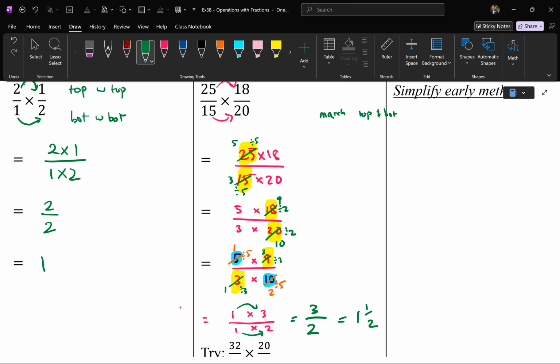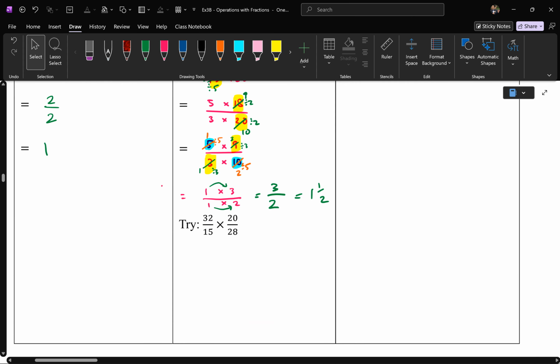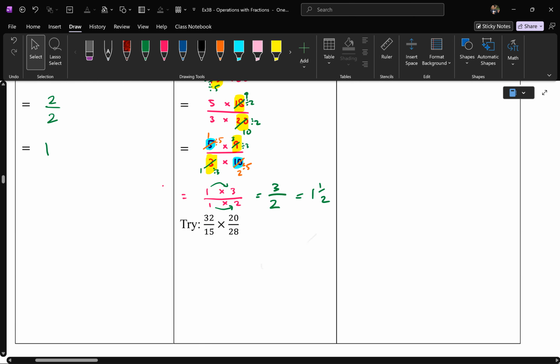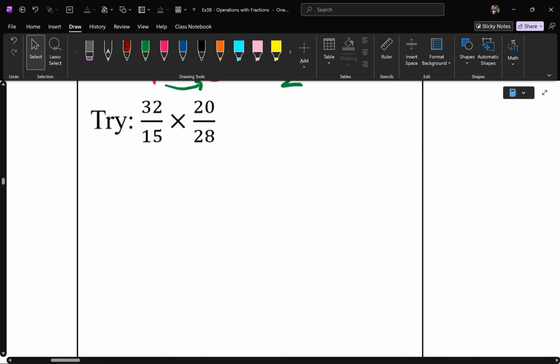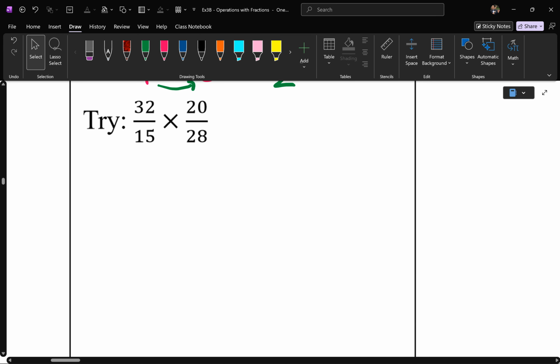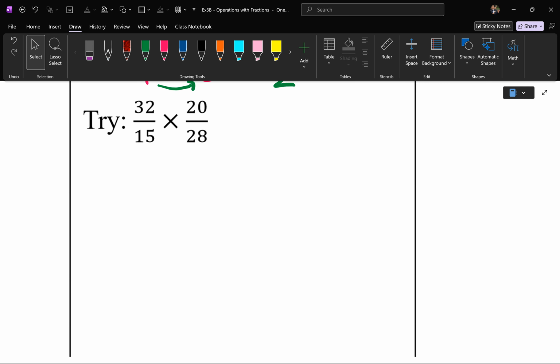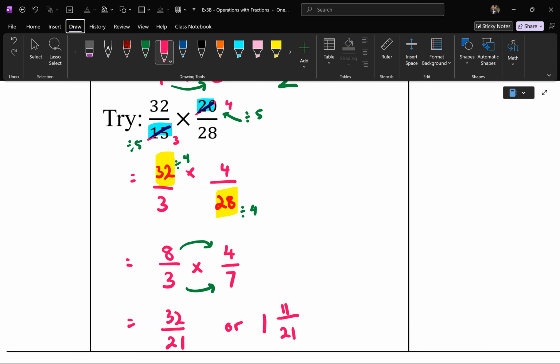Now, just to practice that skill, I gave you another one. I wrote here, try this: 32 over 15 times 20 on 28. If you did top with top and bottom with bottom, it's crazy, it's too big. I want you to use the skill I just taught you. Break it as far down as you can before you do top and top, bottom and bottom. See if you can get this answer. I'm going to pause the video. It's 10:42, let's give it 4 minutes. Have a go with this one. And it's recording again.